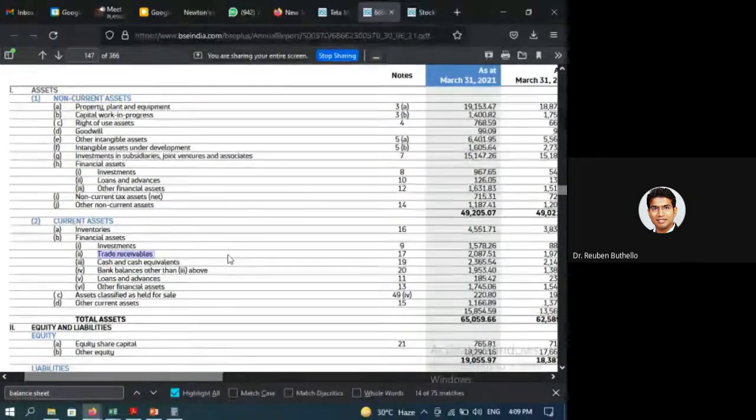Then there are cash and cash equivalents. This is the money which is ideally kept in the bank, which I use for daily expenditure. And then there are minor loans and other financial assets. So this is how the assets are classified. The assets start with the most long-term asset that you have, and at the bottom is the most short-term asset that you have. Is it clear to everyone? All the commerce students, arts students, and science students that are here? Yes, sir. All clear?